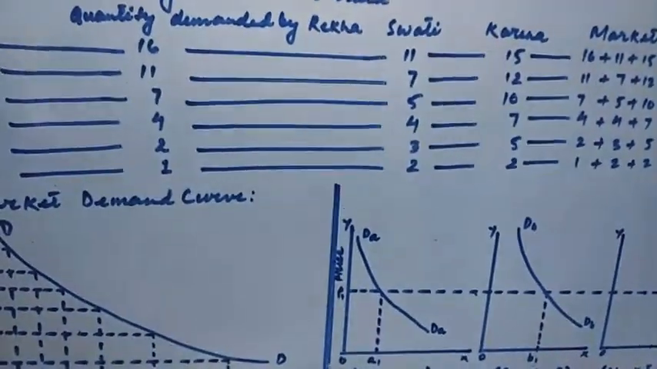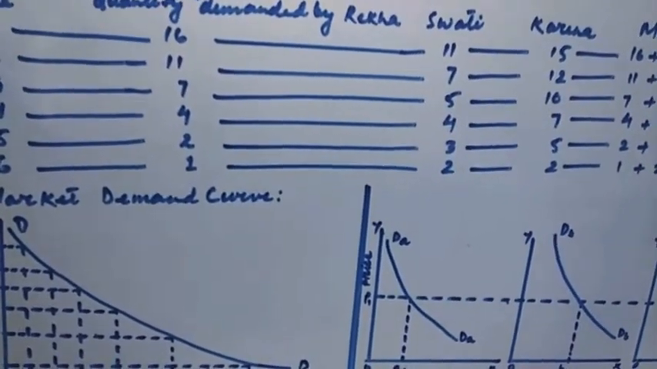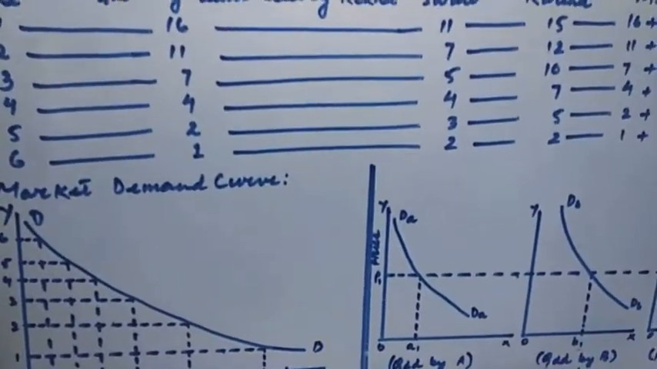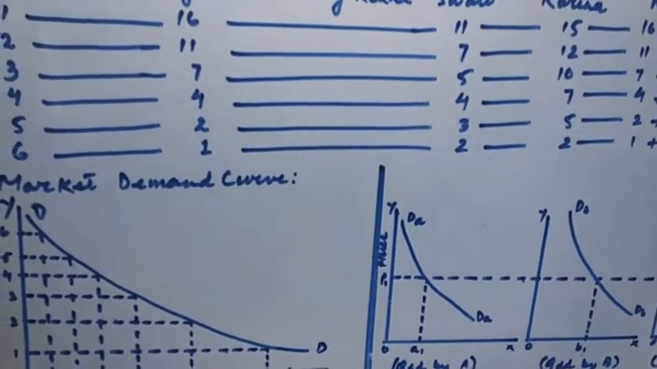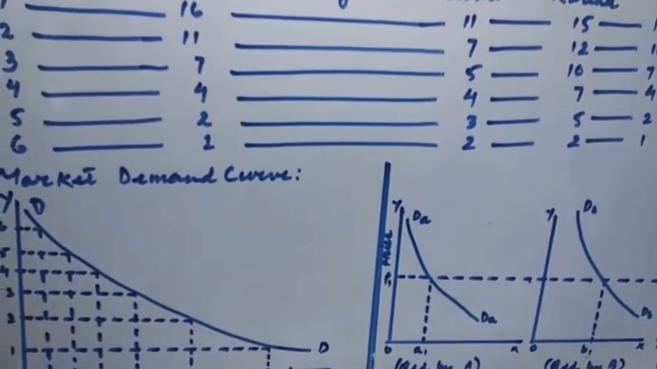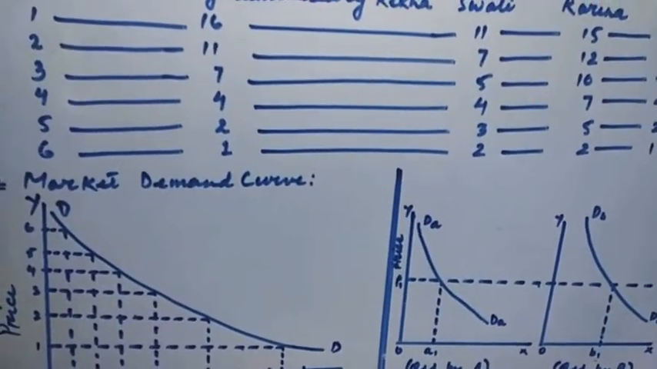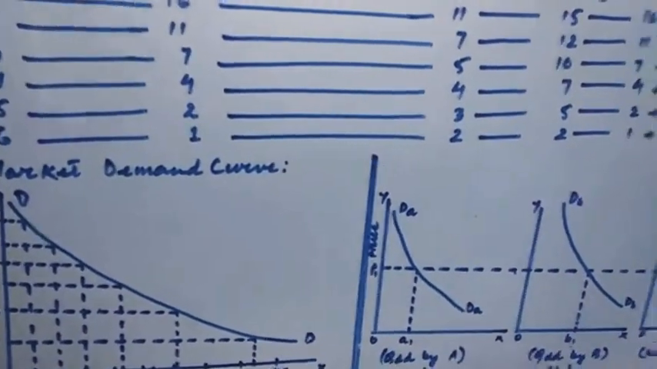In all this example, for convenience's sake, we have assumed that there are only two individuals or buyers in the market for a good. Whatever be the number of individuals present in the market, their demand curves can be added together, as illustrated here.